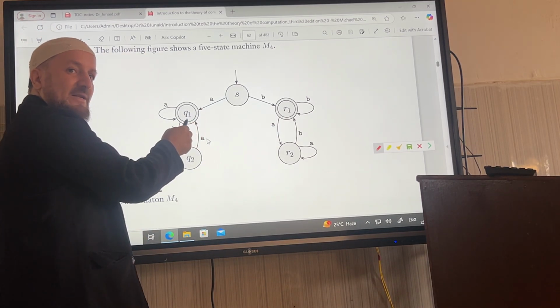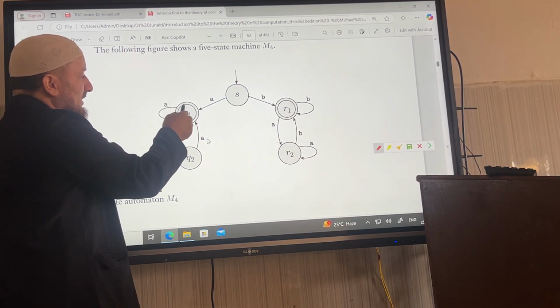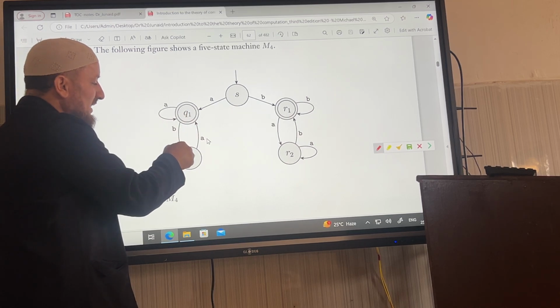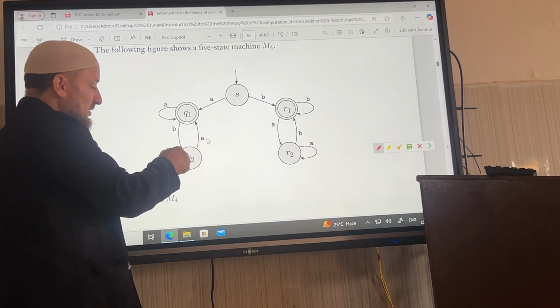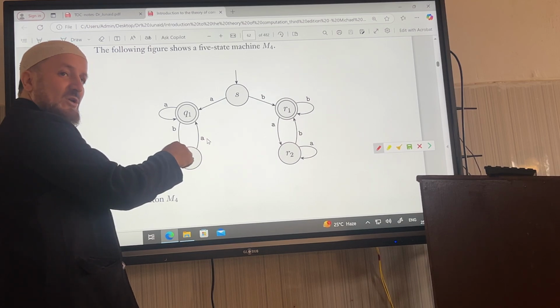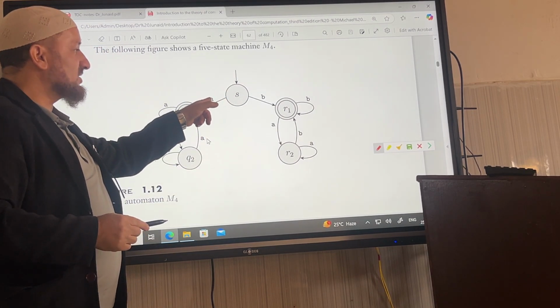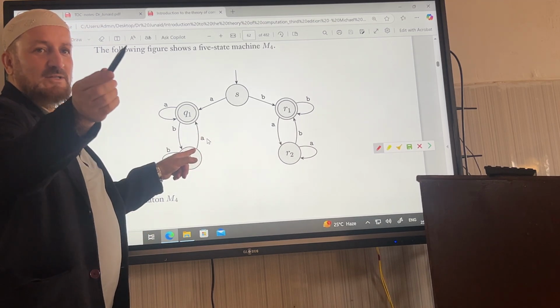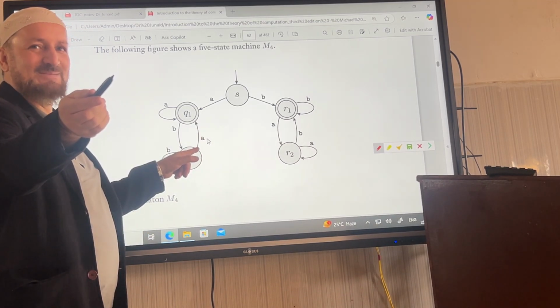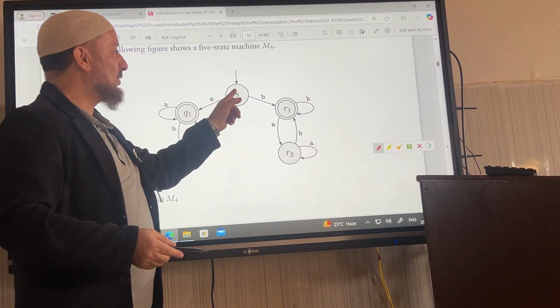It starts accepting. The moment A comes, it accepts. The moment B comes, it goes to the non-accepting state, and if B stays there, it remains non-accepting. So if it starts with A, it should end with A. This is what she has been telling you for so long, okay? What about this one?